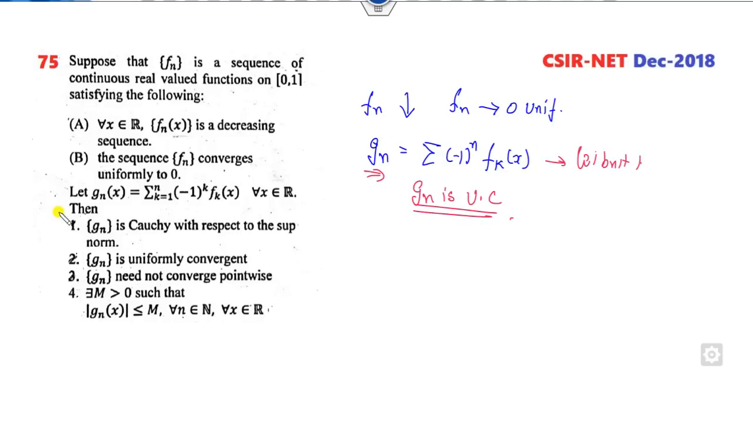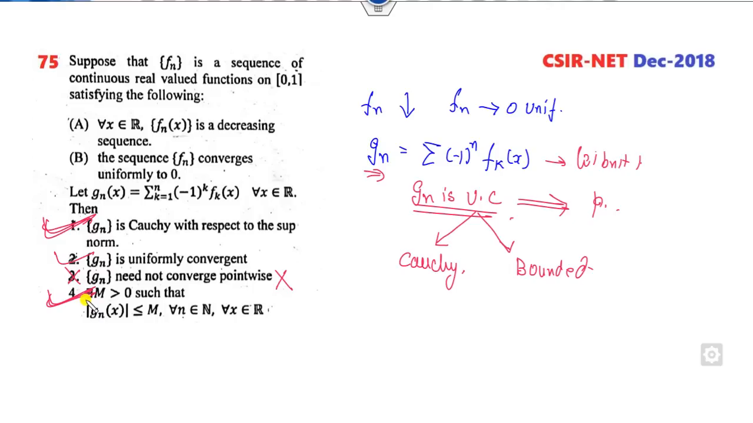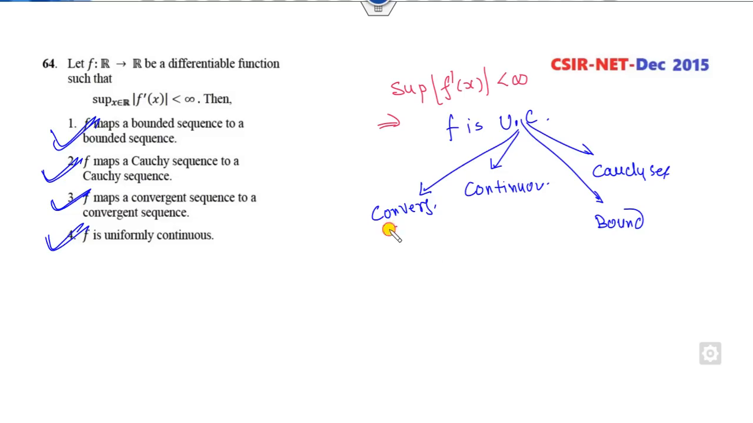Once g is uniformly convergent, the option saying it need not converge pointwise is cancelled out. Every uniformly convergent sequence is pointwise convergent, but the converse need not be true. So this is cancelled out. If it is uniformly convergent, it is a Cauchy sequence as well. So this is the right answer. If it is uniformly convergent, it is also bounded, so you can see it is bounded as well. So as I discussed, it is convergent, continuous, Cauchy, and bounded, for the uniform convergence.